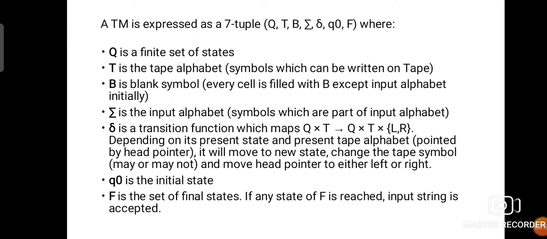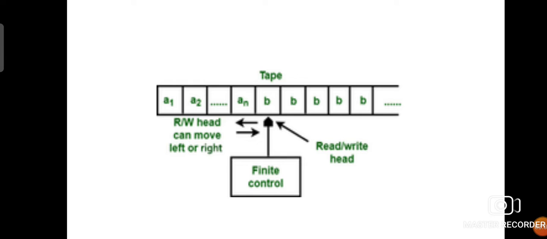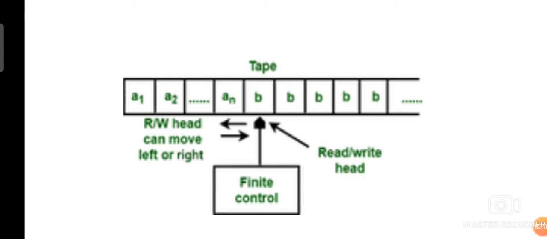Q0 is the initial state. F is the set of final states. Whenever the system reaches the final state, we will consider the given input string is accepted. Now this is the structure of our Turing machine. This is the tape structure. A tape consists of a sequence of cells. Input symbols will be stored onto the sequence of cells, and the finite control consists of the head pointer.